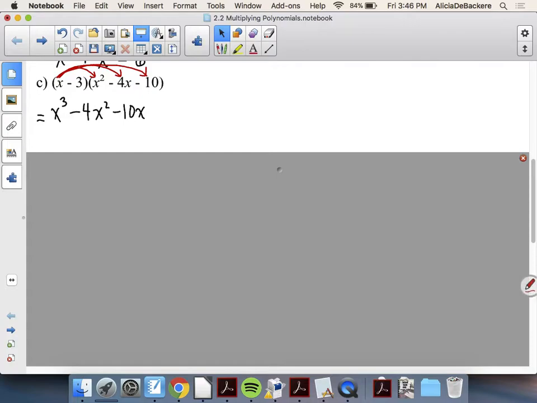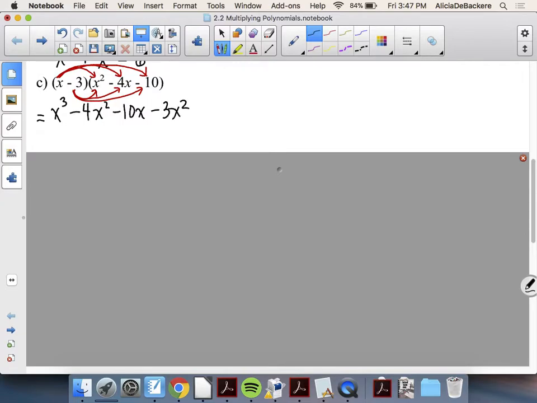Next, I'm going to take that negative 3 from the first bracket and multiply it by everything in the second bracket. I'm still on the same line in my work. I'm just going to keep going. So negative 3 times the x squared gives me negative 3x squared. Negative 3 times negative 4x gives me positive 12x. And negative 3 times negative 10 gives me positive 30.